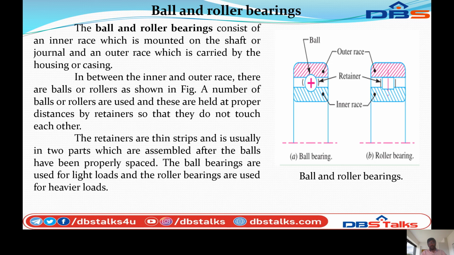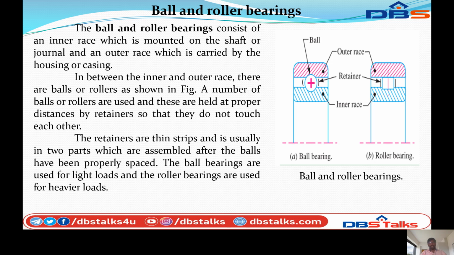Comparing the ball and roller bearing, in a ball bearing balls are used, and in a roller bearing rollers are arranged. The inner race will be arranged on the shaft, and the outer race is carried by the housing or casting. So this is the inner race and this is the outer race. The retainer is where you arrange the balls or rollers.